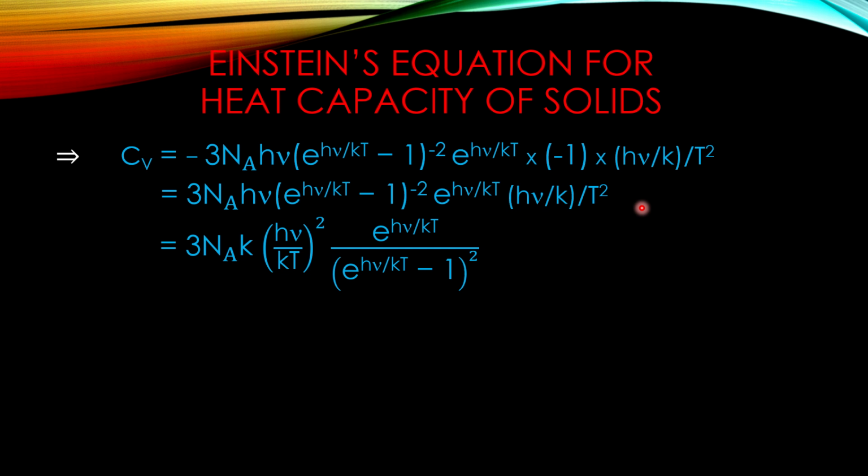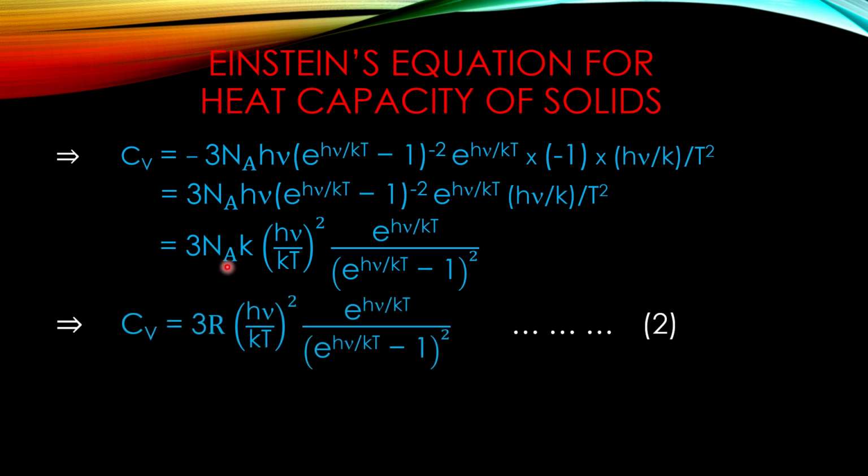After arranging them a little bit, it has the form three N_A, then this k. What is this k? Actually, this is h nu by k. So h nu is here, h nu is here also, so you can have h nu whole squared, but k does not have any square. In order to make it k squared, you have to add one k in the numerator. Then h, nu, k, and T will all be squared, so it is h nu by kT whole squared. Then e to the power h nu by kT minus 1 is here, and e to the power h nu by kT is here. Since this is minus 2, it goes to the denominator. This way you have got the expression of Cv.